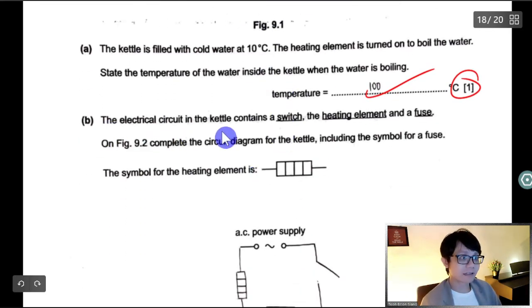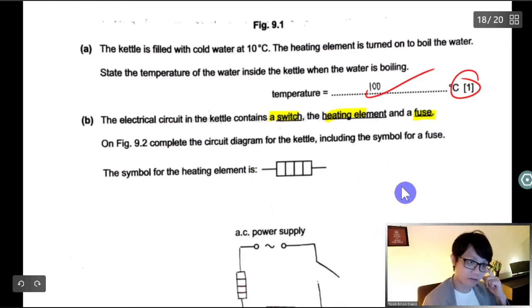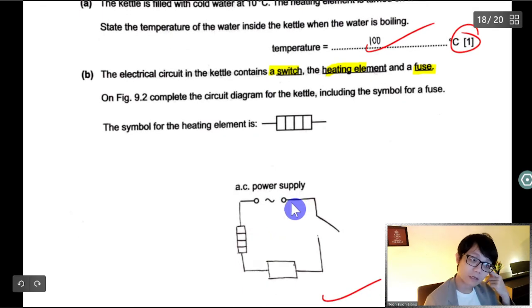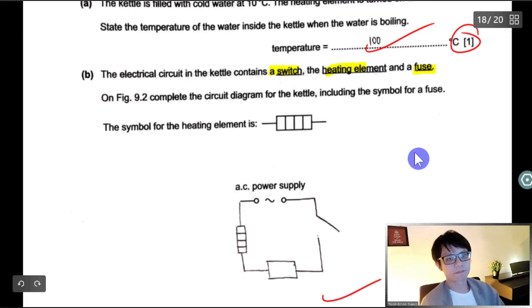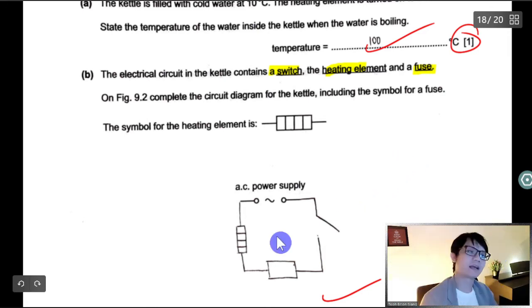The electric kettle has a switch. Okay, this one I need to read carefully. You want a switch, you want the heating element, and you want a fuse. Complete the diagram including the fuse symbol. The heating element is this one. So there's a power supply, and that's the heating element, and there is a fuse, there is a switch. Okay, so it should be correct, and this is AC.